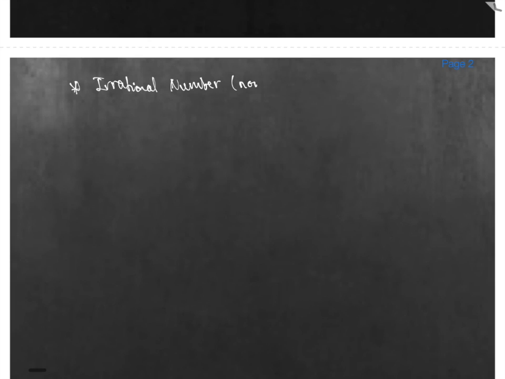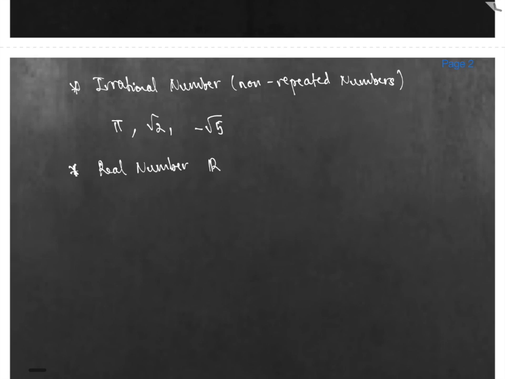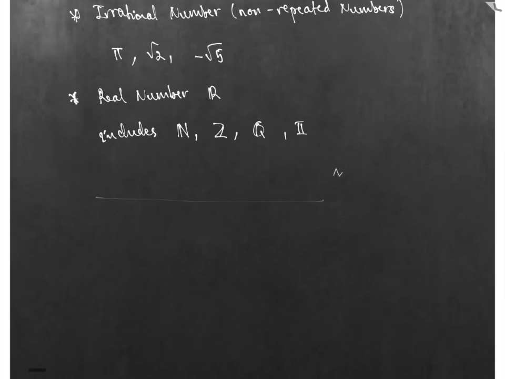The next number system is irrational numbers. So this is non-repeated decimal numbers. That means this includes numbers with infinitely many decimal places. So for example, pi is an irrational number, square root of 2 or negative square root of 5, those are irrational numbers. And the last system we went over is the real numbers, denoted as capital R. This system includes natural numbers, integers, rational, and irrational numbers.